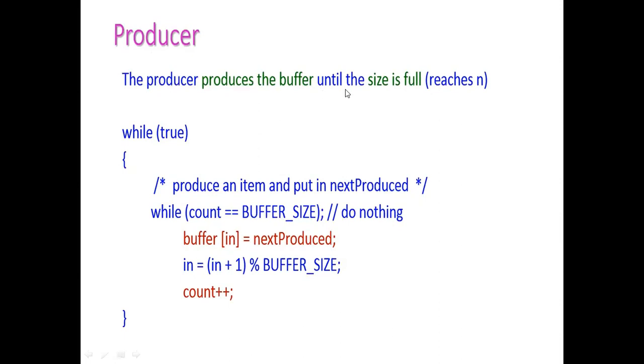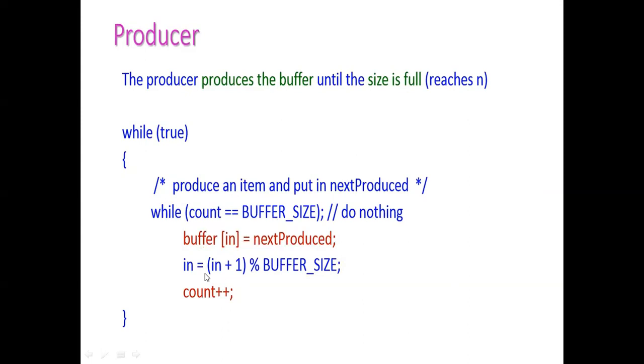Always the producer process will write the data into the buffer. So the buffer is full, and the producer cannot do anything. If the buffer is not full, it can go on and write the data into the buffer. That is, buffer in means input. The next item will get produced by the producer process.